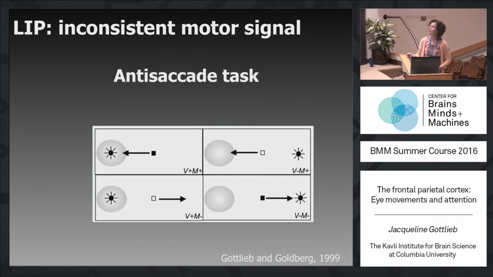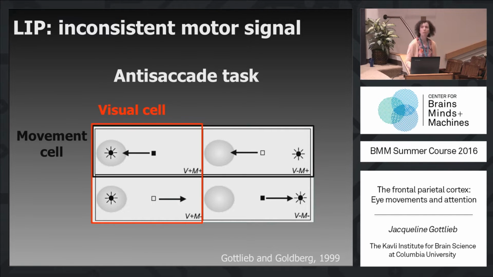But we used it here in order to determine whether our LIP neurons encode visual selection or motor selection. If you have a cell that encodes visual selection, it should respond whenever the stimulus flashes in the receptive field, regardless of whether the saccade goes to the receptive field or away. If a cell encodes motor selection, it should respond whenever the eye movement goes to the receptive field, regardless of whether there is a stimulus there or not. And we found that the majority of cells in LIP were of this type.